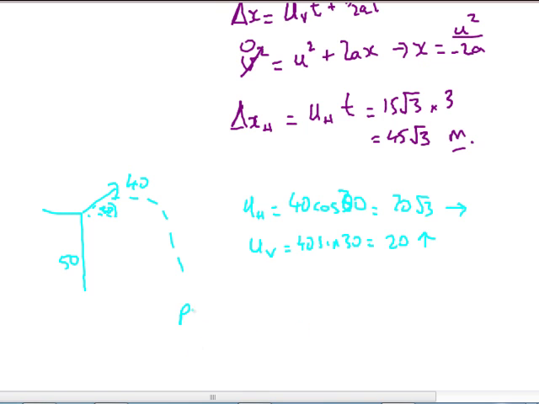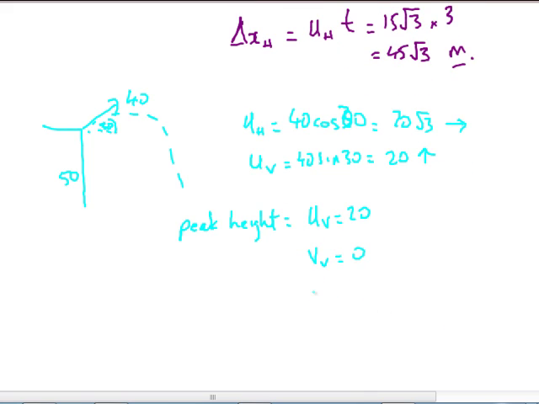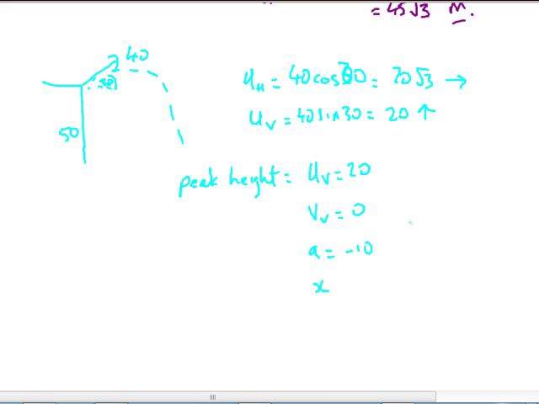Okay, if we want peak height, be pretty common. UV equal to 20. We want VV equal to 0. A equal to negative 10. X is what we're after. So given that information, obvious equation is V squared equals U squared plus 2AX. X equals U squared over negative 2A, which is 20 squared over negative 20, giving us X equal to 20.